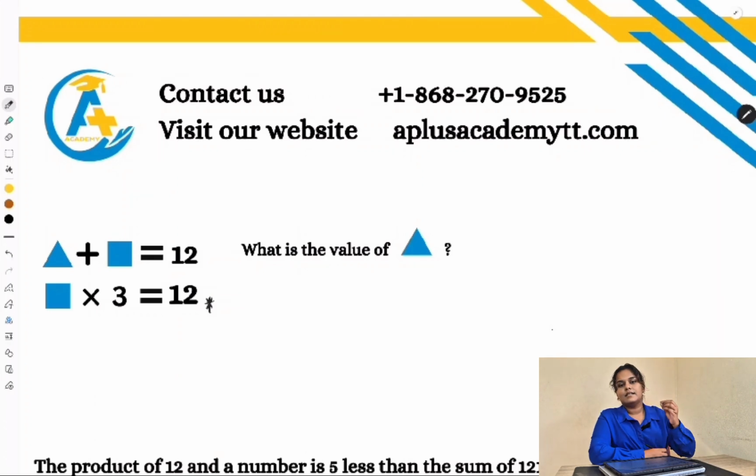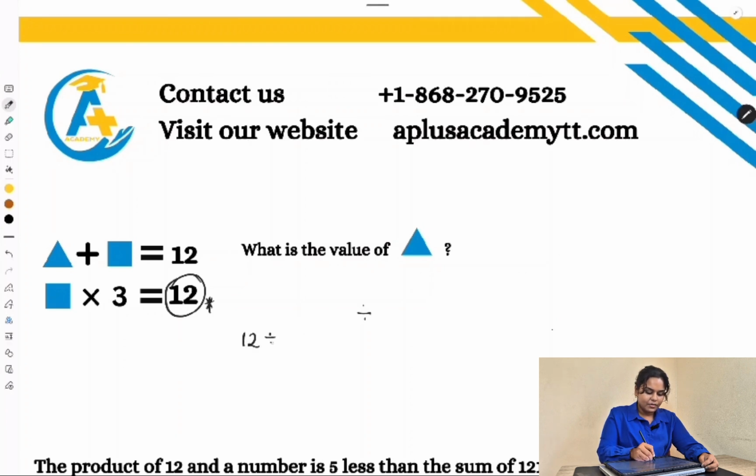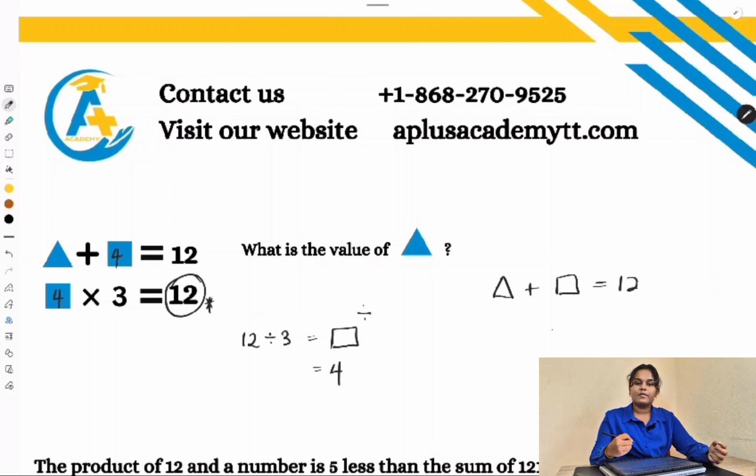Given that the opposite of multiplication is division, we can divide the result 12 by 3 in order to find the square. 12 divided by 3 is obviously 4, so the value of the square is 4, and we can place that wherever we're seeing a square. Now, given that the triangle plus the square is equal to 12, and we now know that the square has the value of 4, we can subtract 4 from 12, doing the opposite, to find the value of the triangle. And 12 minus 4 is 8. So the value of our triangle here is 8.